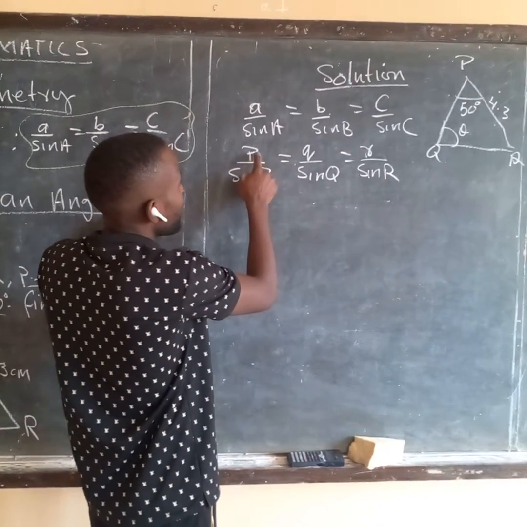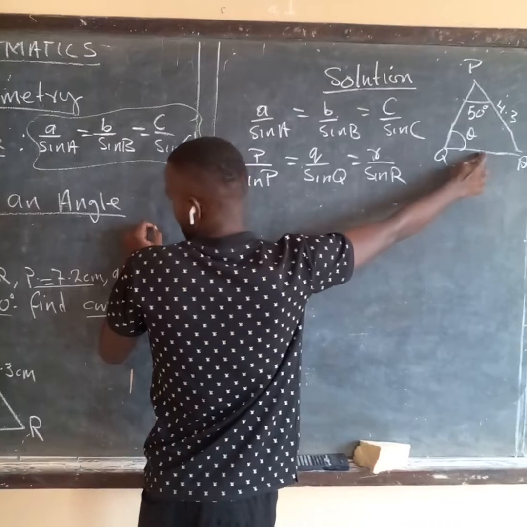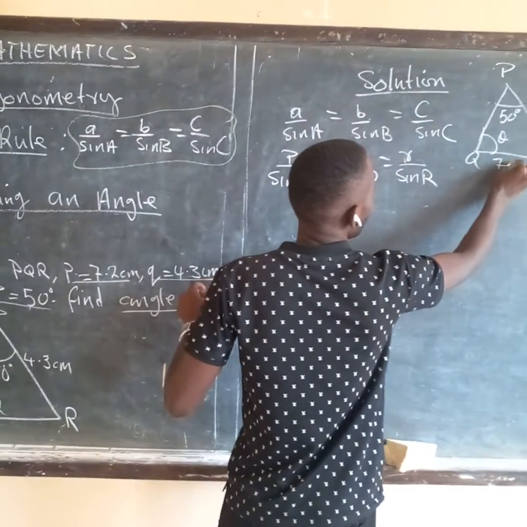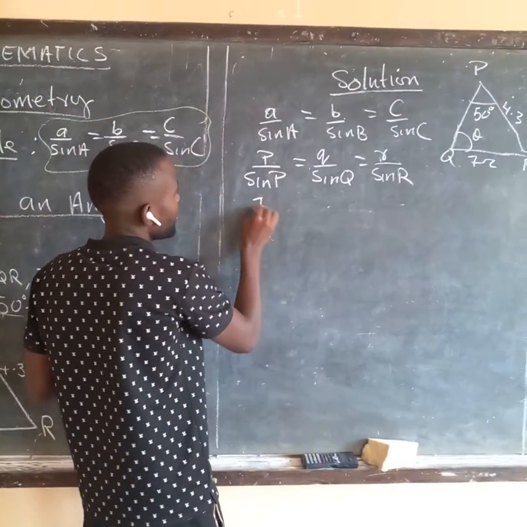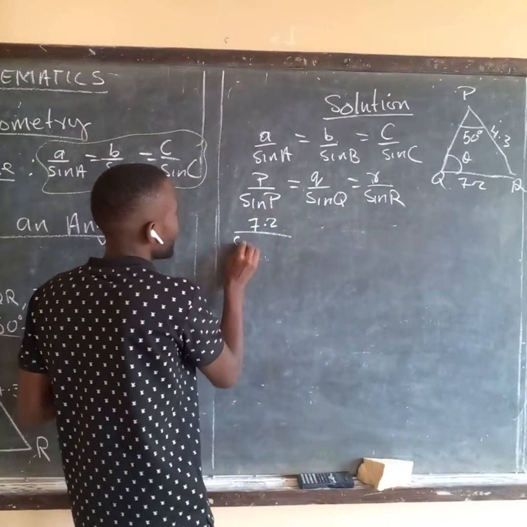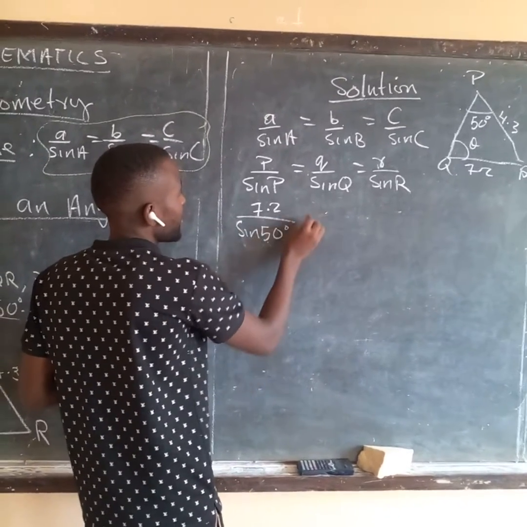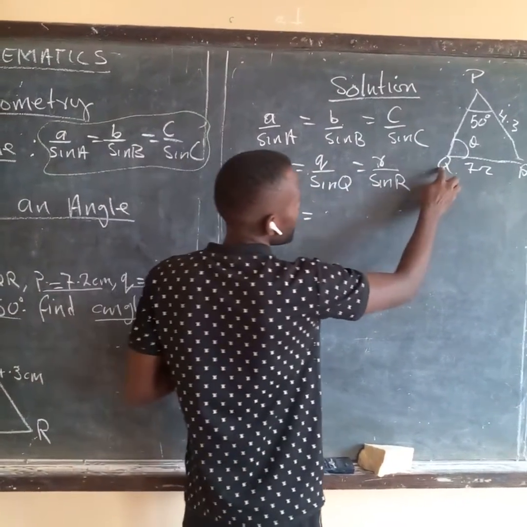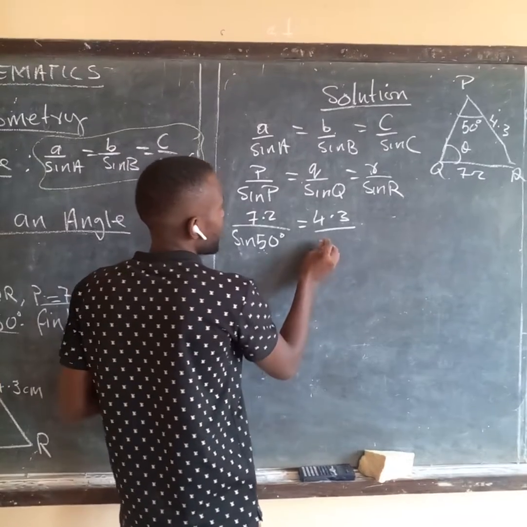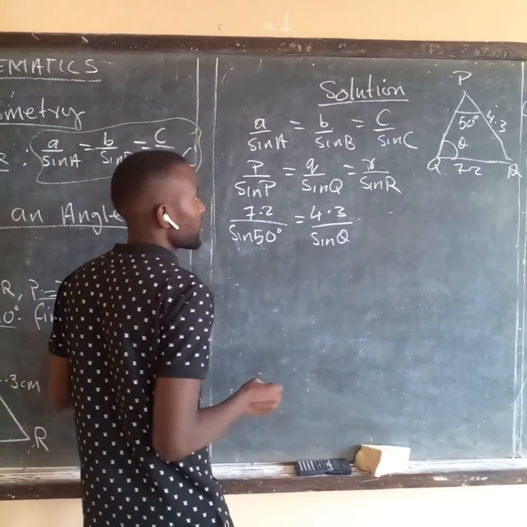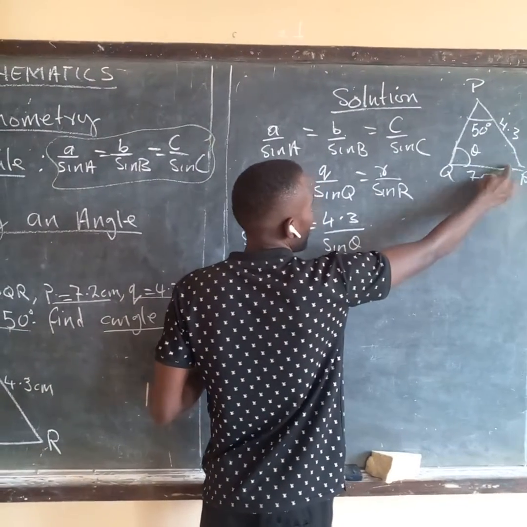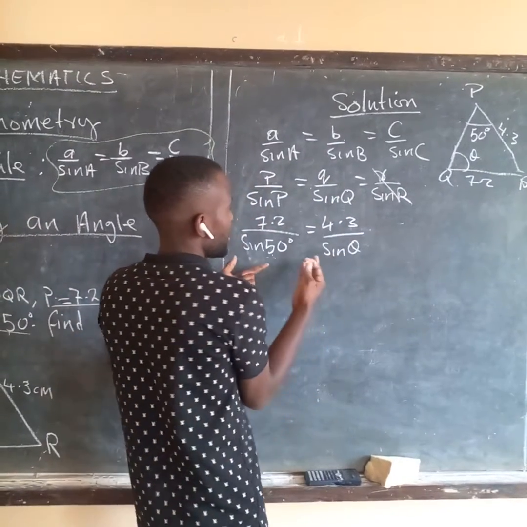So here we replace. What is my p? Side P, there is nothing shown, but they told us that side P is 7.2. So we replace it by 7.2 over, what is my sine P? Sine P is sine 50 degrees, is equal to, what is my q? My q is here, the opposite side is this one, which is 4.3, over sine theta. My r, I'm not interested in it because there is no angle and no side, so this one we're not interested. We're just interested in these two.